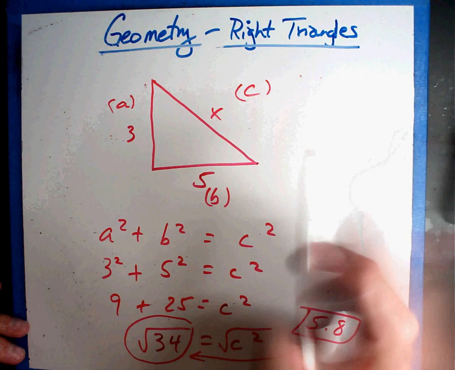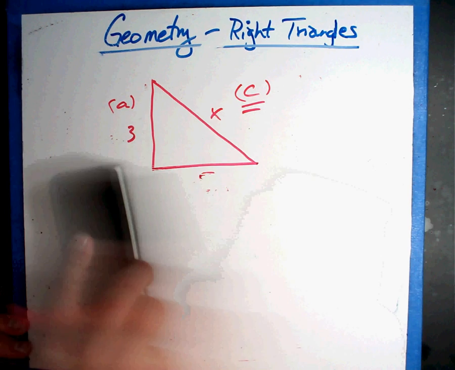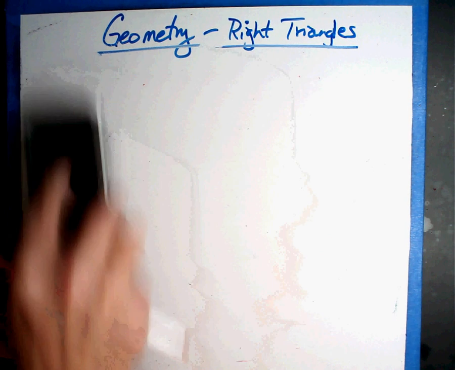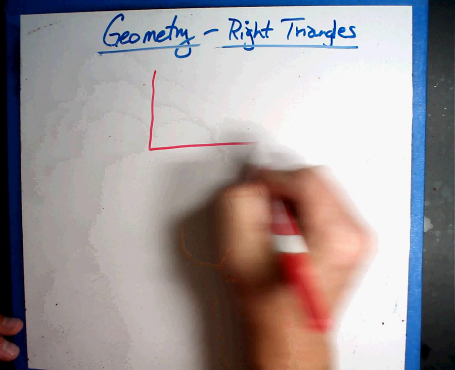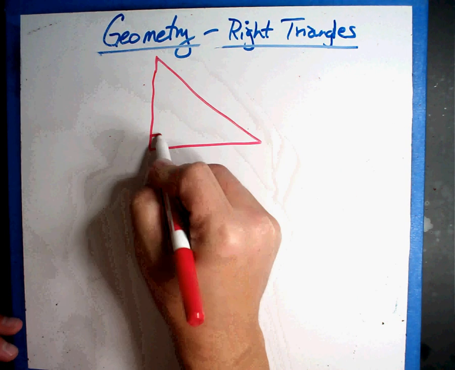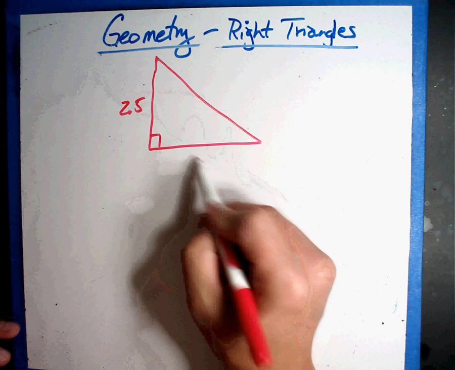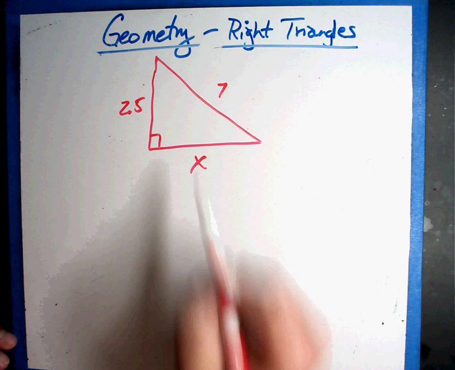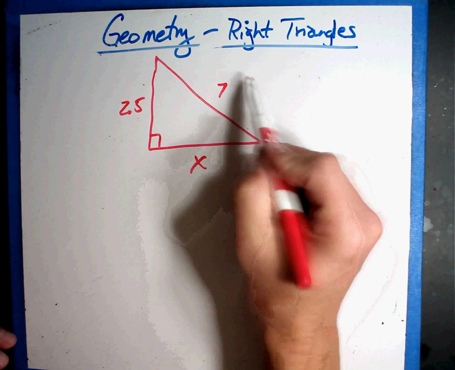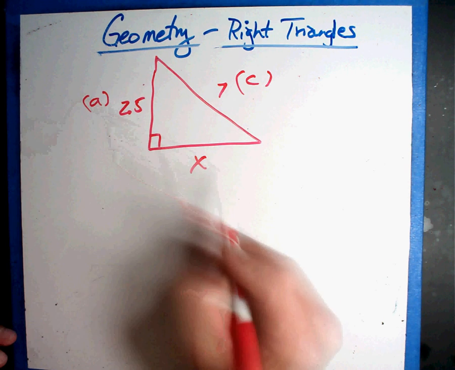One more example. What happens if they don't ask you for C, they ask you for one of the legs? Okay, well, we can do that too, because we've already gotten pretty good at algebra. Let's do one like this. Here's a right triangle, and let's say this is 2.5, and let's say this is x, and let's say this is 7. And they want to know this side. Well, I know C. I can see that immediately. That's the long side. We'll just call this A and call this B.